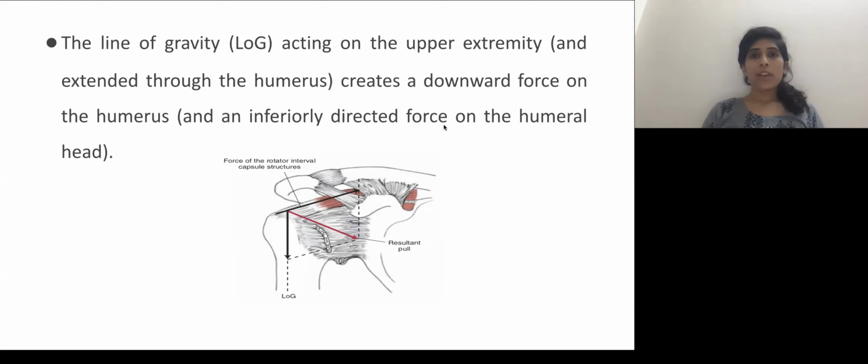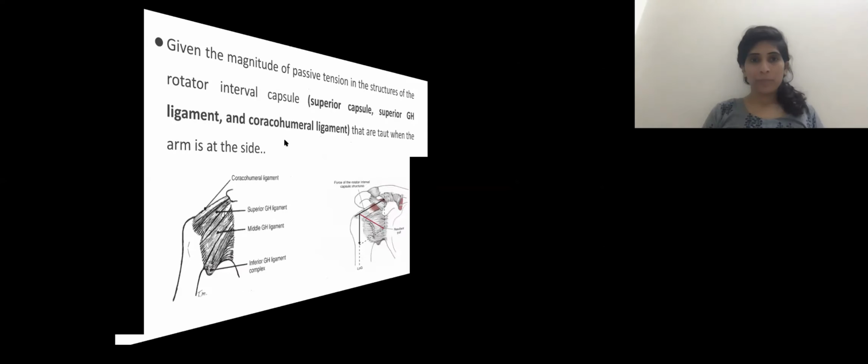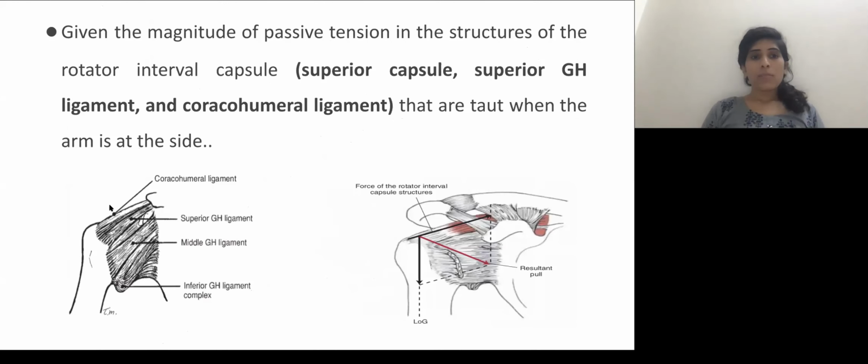Okay. So next we'll see, before going further, we should know about the rotator interval capsule. This rotator interval capsule is mainly formed by the superior glenohumeral ligament, coracohumeral ligament, and superior joint capsule.